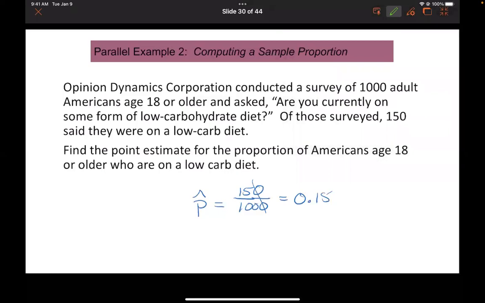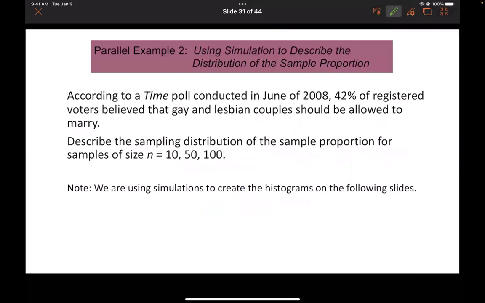Okay, let's move on. Did we get 0.15? We good? Okay. All right. Once again, we're going to talk about what happens as our sample sizes get bigger. We're going to do some more histograms. So according to a Time poll conducted in June 2008, 42% of registered voters believe that gay and lesbian couples should be allowed to marry. So we're going to look at the sampling distribution of sample proportion for different sample sizes. So basically, I'm just giving you an overview.